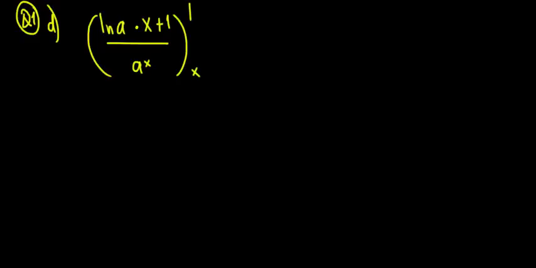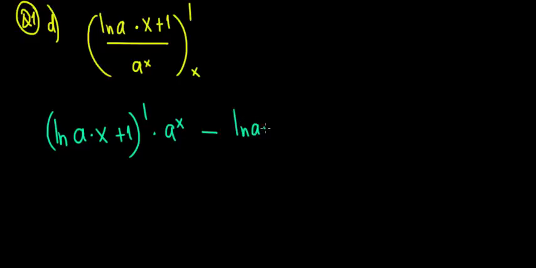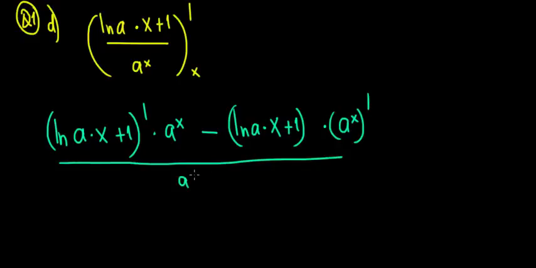We have a division, so we're going to use our quotient rule. We have the first term, ln of a times x plus 1 derivative, times a to the power of x, minus ln of a times x plus 1 times a to the power of x derivative, divided by a to the power of x to the power of 2.